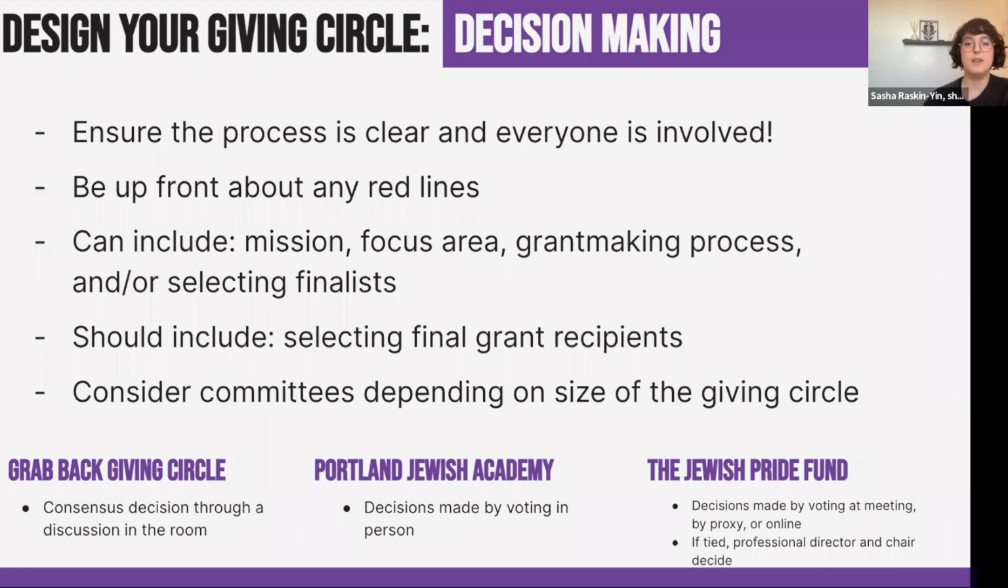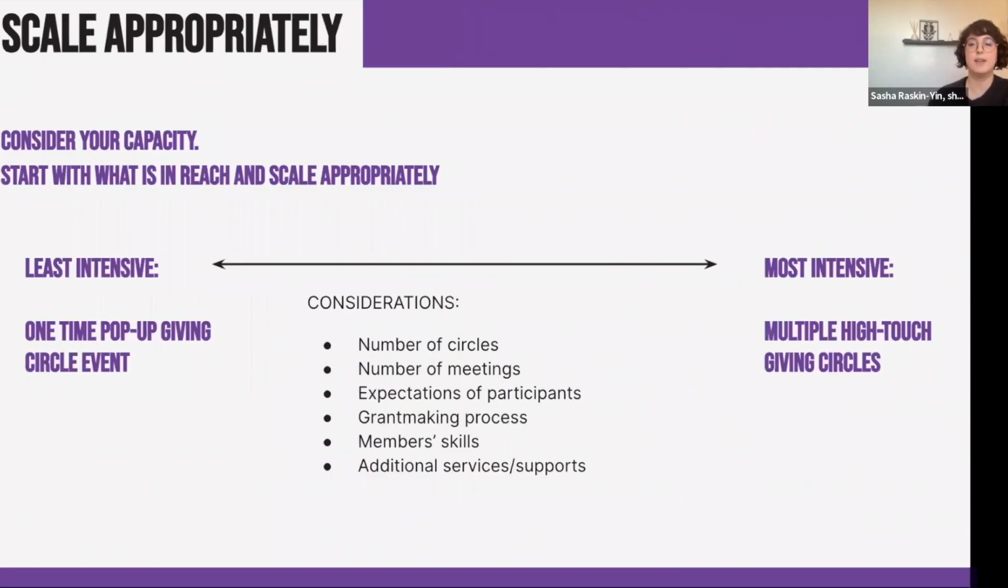Finally, when you're designing your giving circle, it's important to consider scale appropriately. Consider your capacity and start with what's within reach. Amplifier recommends starting small based on the existing skill set and time of your giving circle leaders. Start with one giving circle rather than a giving circle network. Other considerations when it comes to scale include participants' expectations and setting them appropriately, and the priority of your goals.